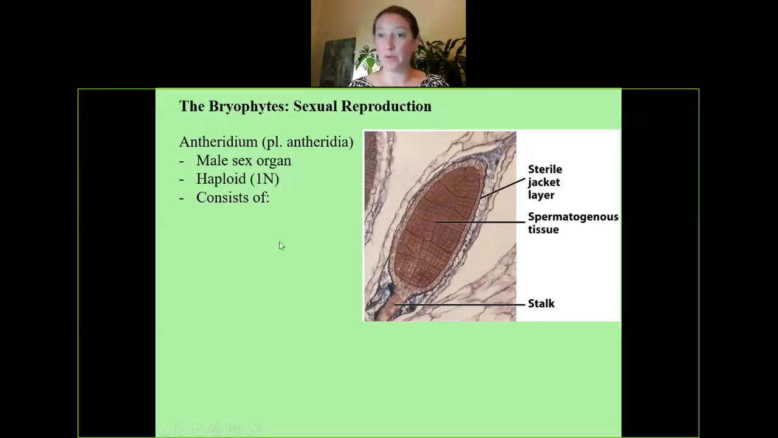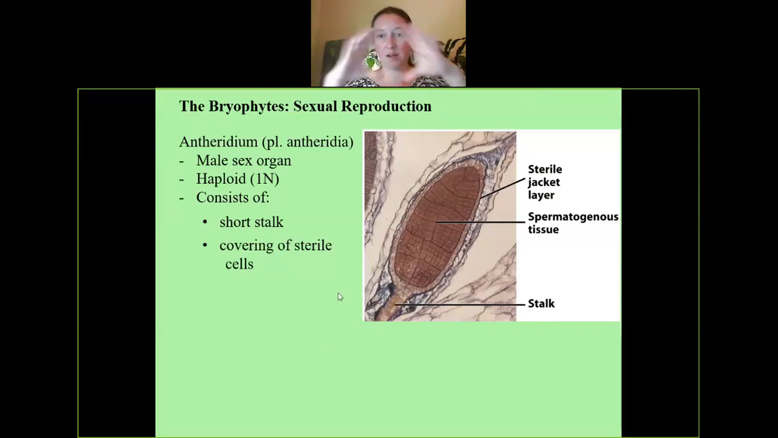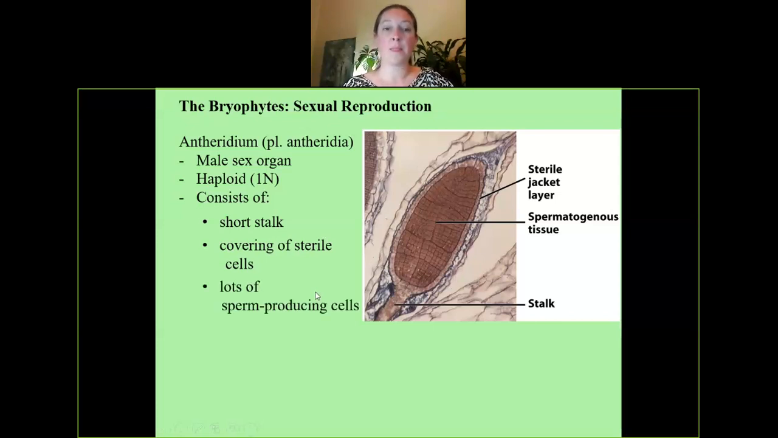It's also haploid, right? Because it's part of the gametophyte plant. And it consists of a short stalk, which attaches it to the gametophyte plant. Short stalk. A covering of cells that just protect the contents. So that's this here, just a covering of sterile cells that help protect. And then lots and lots of sperm producing cells inside of one antheridium.